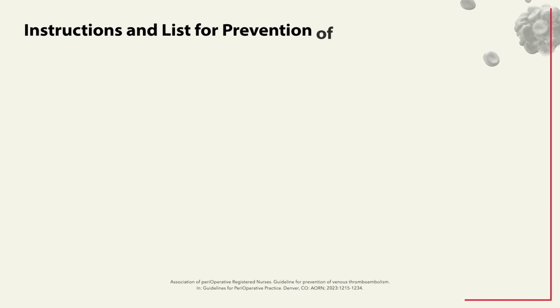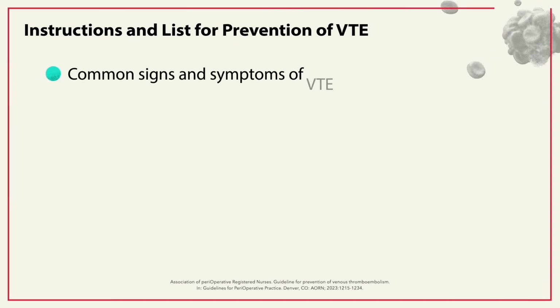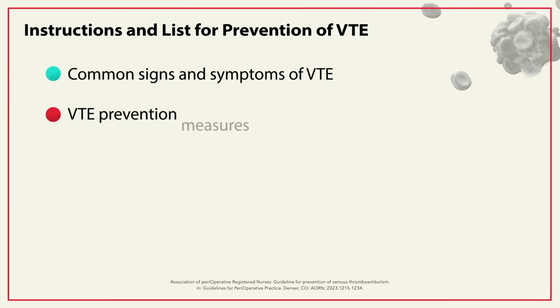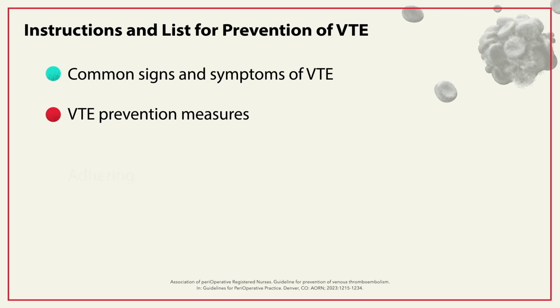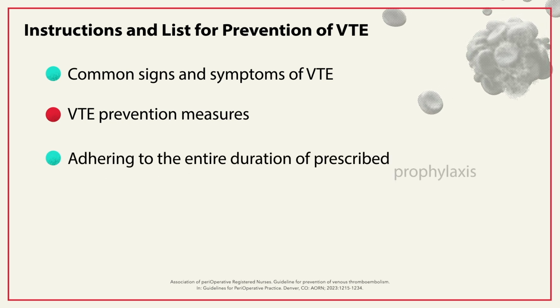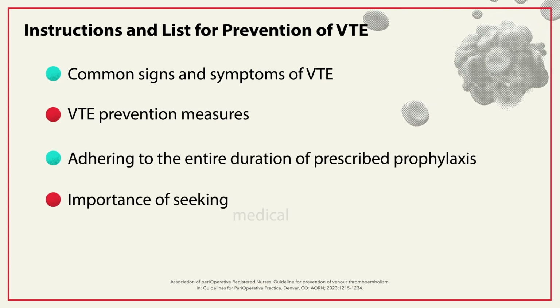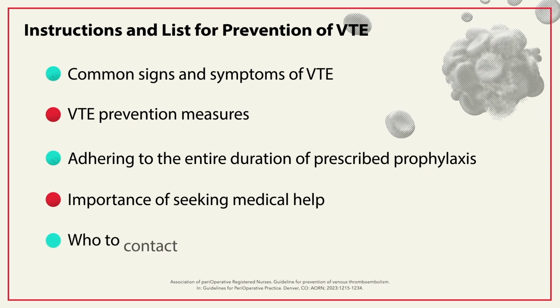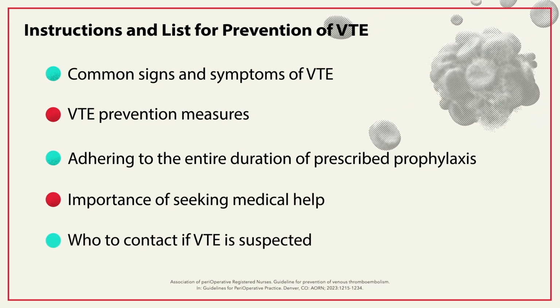Education related to VTE prevention may reduce the patient's risk for developing VTE by increasing awareness and promoting compliance with the prescribed prophylactic measures. Both the patient and the patient's caregivers should be provided with verbal and written instructions on prevention of VTE, including, but not limited to the following: common signs and symptoms of VTE, VTE prevention measures, the importance of adhering to the entire duration of prescribed VTE prophylaxis, the importance of seeking medical help, and who to contact if VTE is suspected.